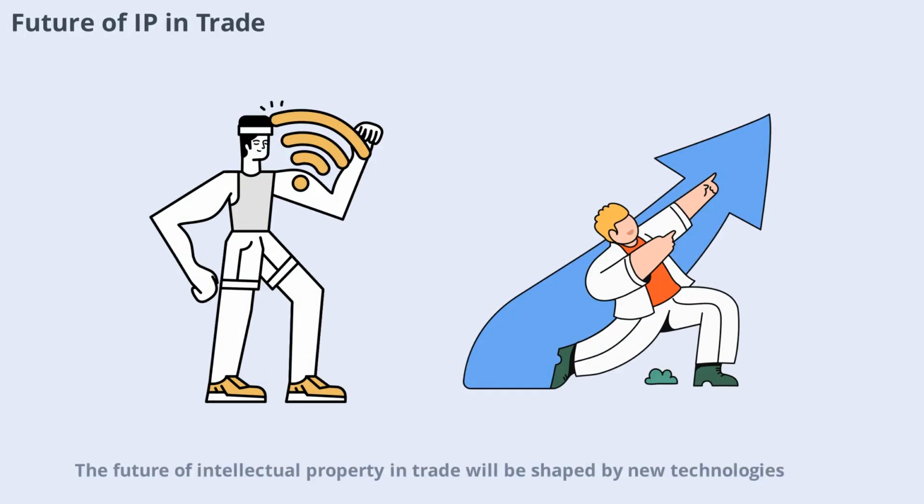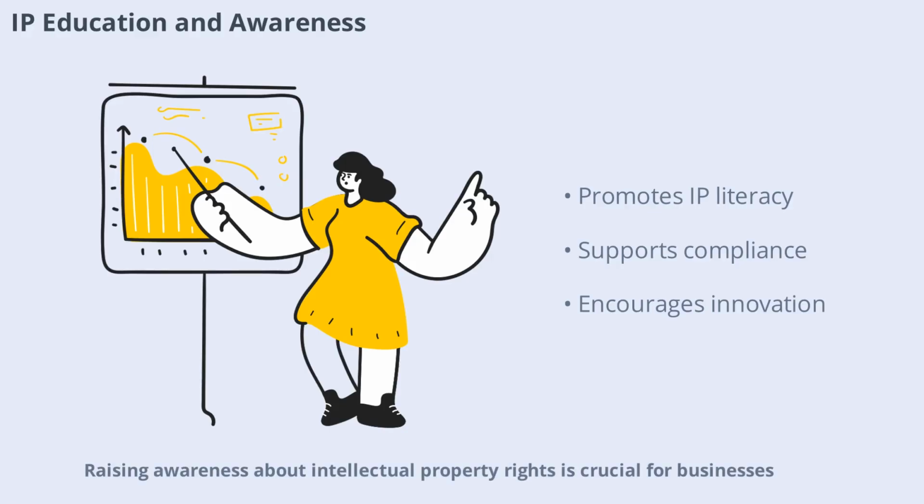The future of intellectual property and trade will be shaped by new technologies, changing markets, and evolving international agreements. Issues like artificial intelligence, biotechnology, and digital content will require updated laws and policies. As trade becomes more digital and global, adapting IP systems to new realities will be essential for continued growth and innovation. Raising awareness about intellectual property rights is crucial for businesses, creators, and consumers.